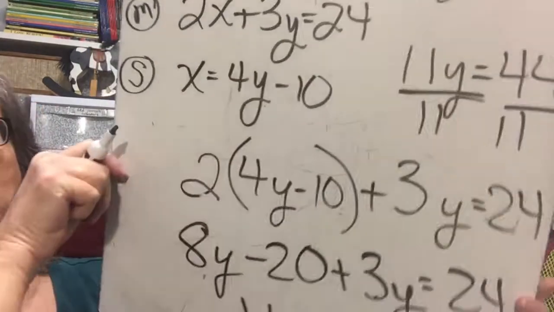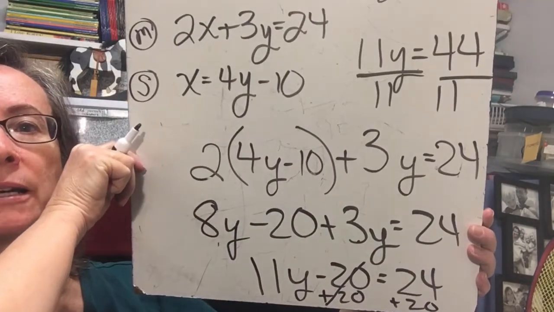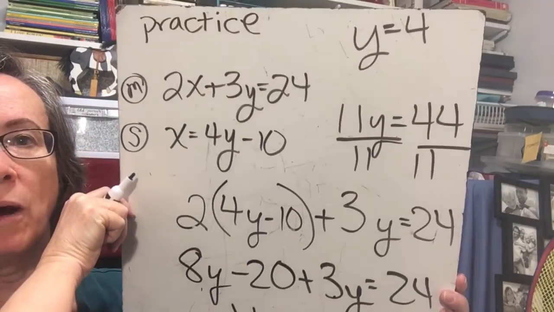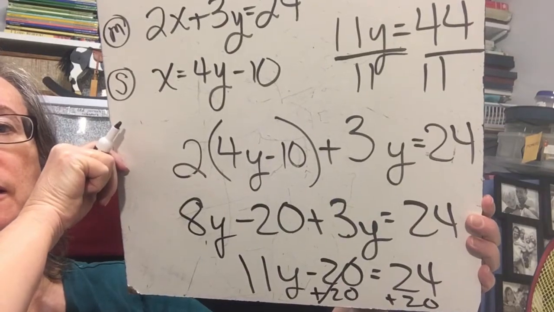Okay, look at that real carefully because I'm about to erase that so I can do the second part. So we got y equals 4. Okay, so now we're going to erase that so we can do the last little bit.